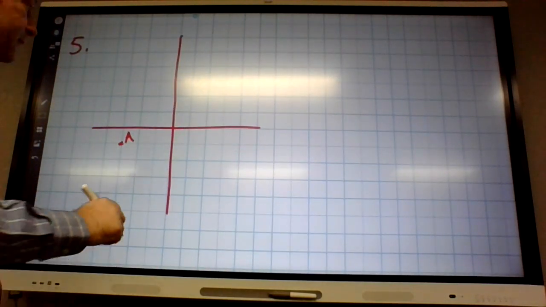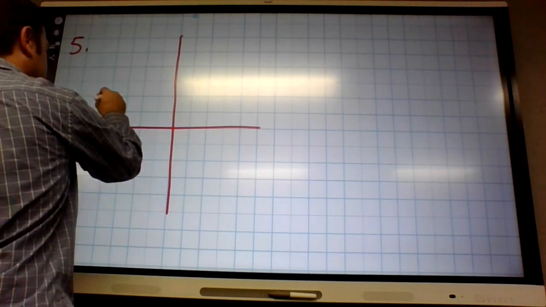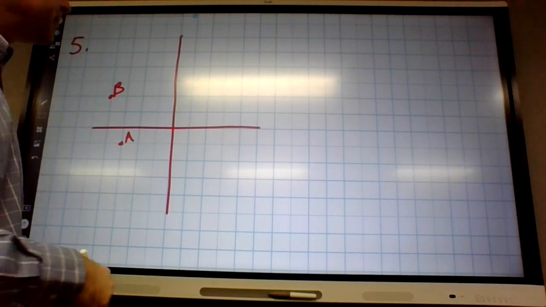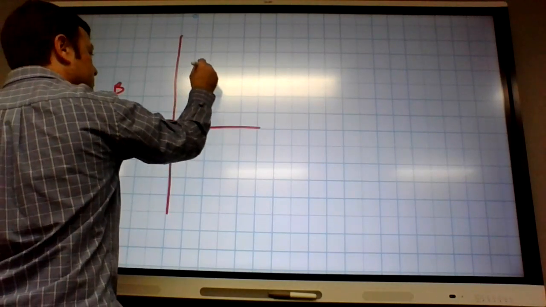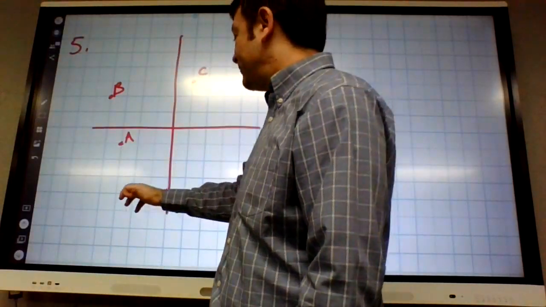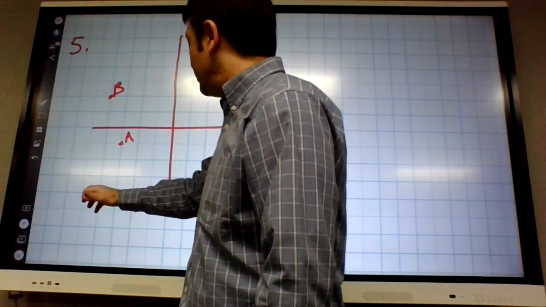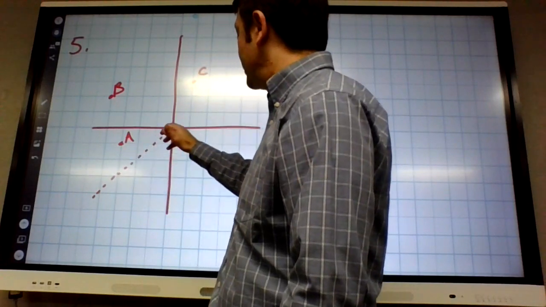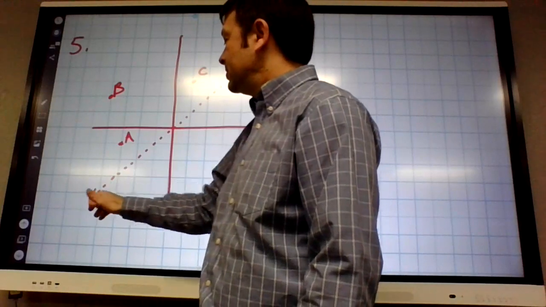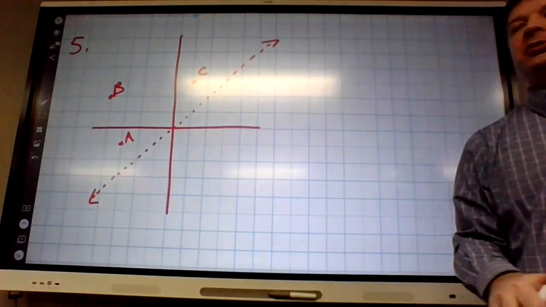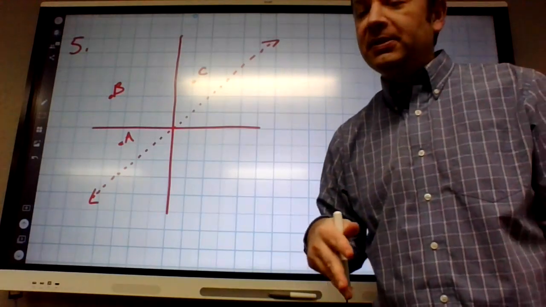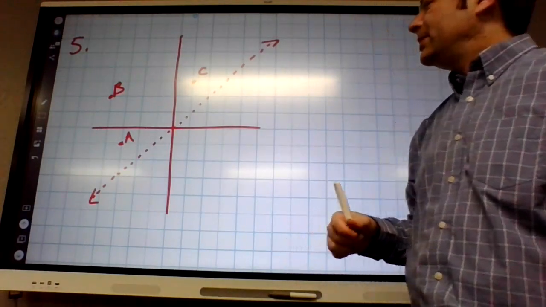Okay, B is at -4, 2. Are you guys graphing these? Don't wait for me to do it, just do it yourself. C is at 1, 3. Well, we're supposed to graph the inverse. I don't think they said you had to, but I'm going to go ahead and draw this diagonal. They did in the book.